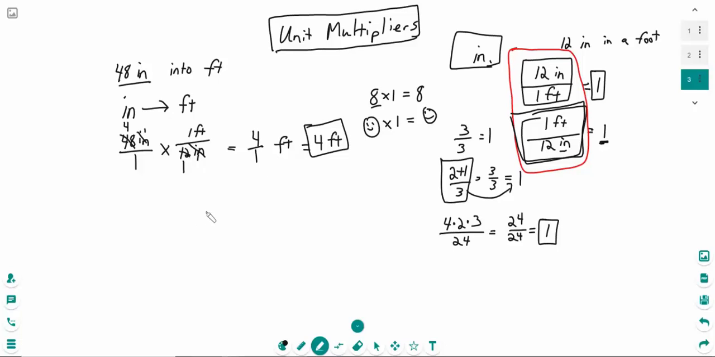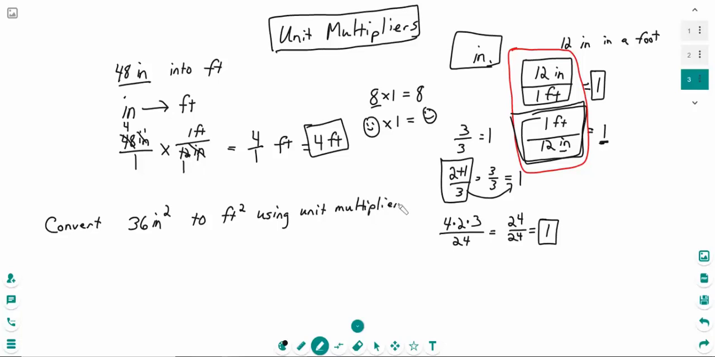All right, so let's start with an easy one. Let's say we've got 36 inches squared, and I want you to convert 36 inches squared to feet squared, or square feet, using unit multipliers.